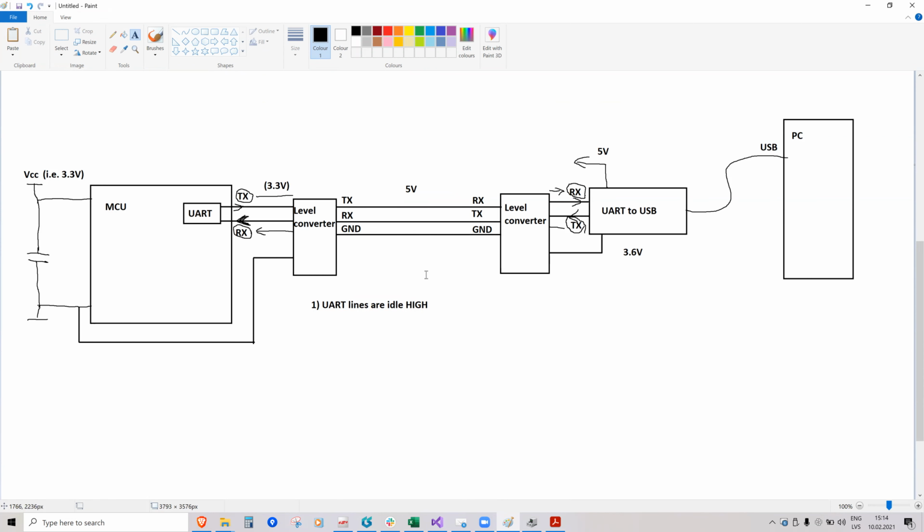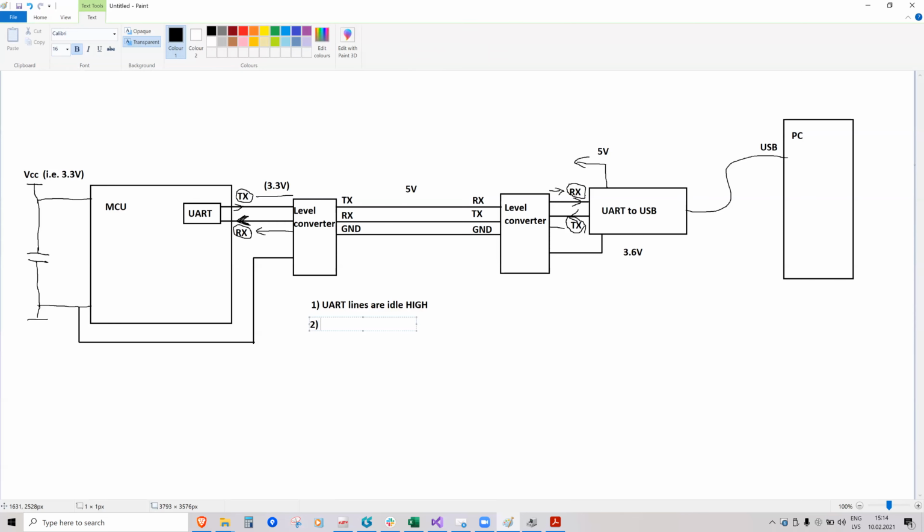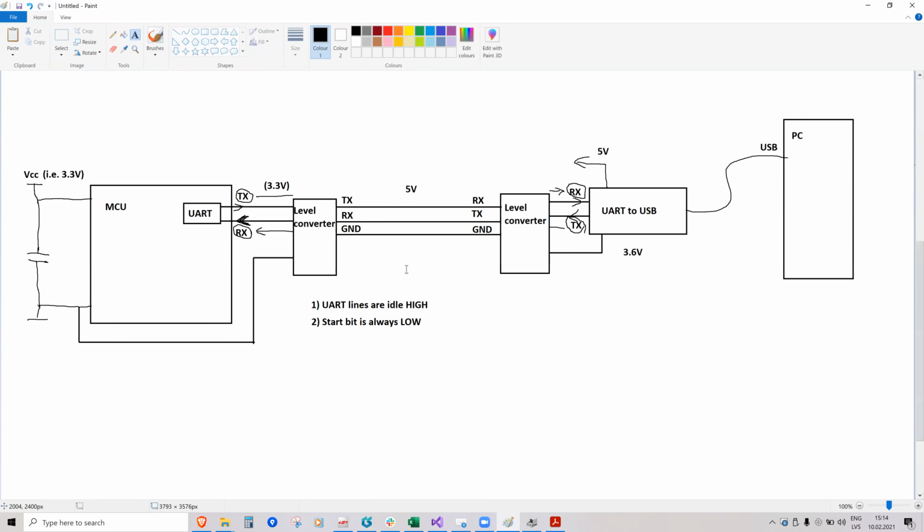But generally, this is why all messages start with 0, so that the receiver detects that, oh, the line went low, so somebody is sending something to me. So the start bit is always low. So what is the reason for UART lines to be idle high?